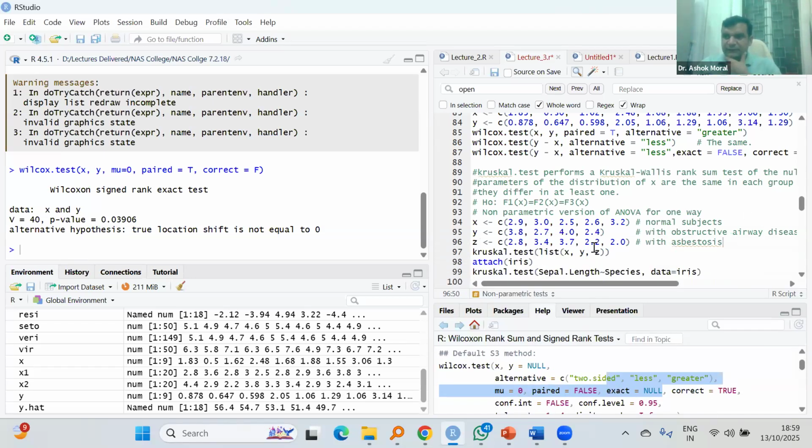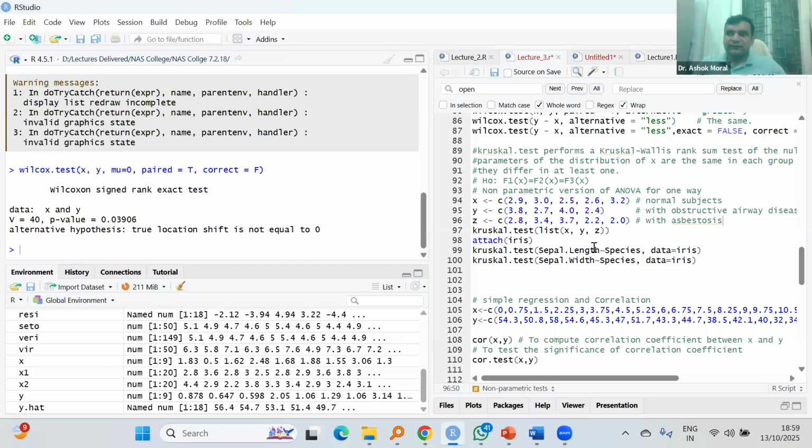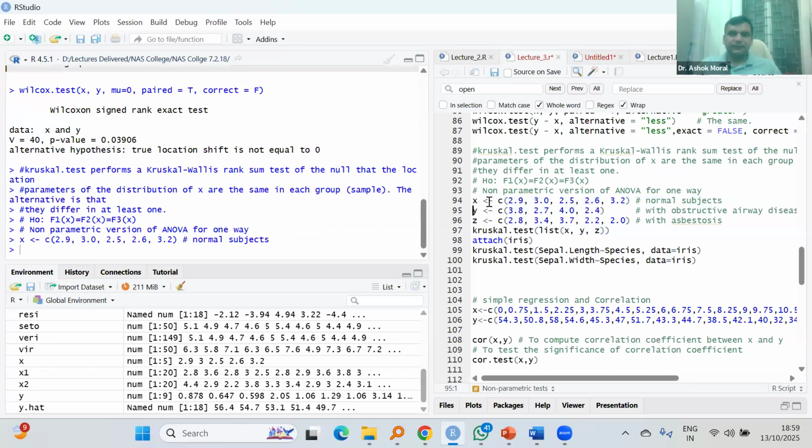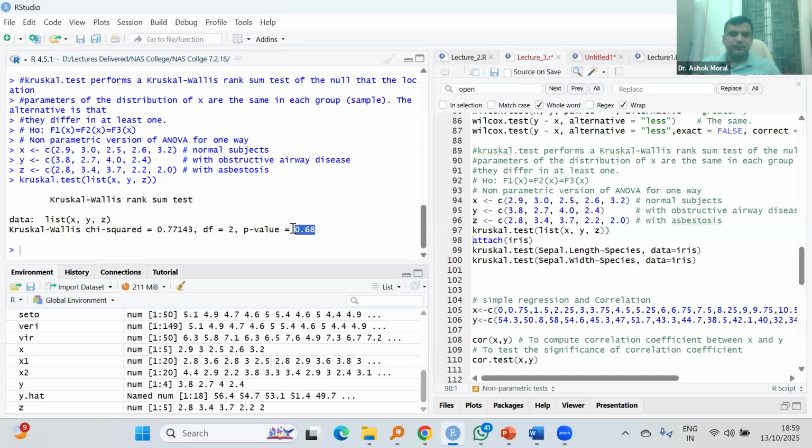So with this, we end with the parametric test. Kruskal-Wallis is parallel to the one-way ANOVA in non-parametric. So in that case also, simply, we have three vectors x, y and z, three variables. Then we can create the list of x, y and z, and then we can apply the Kruskal test. This p value is showing that the median or the distribution of all the three samples x, y and z are same. Median or distribution.